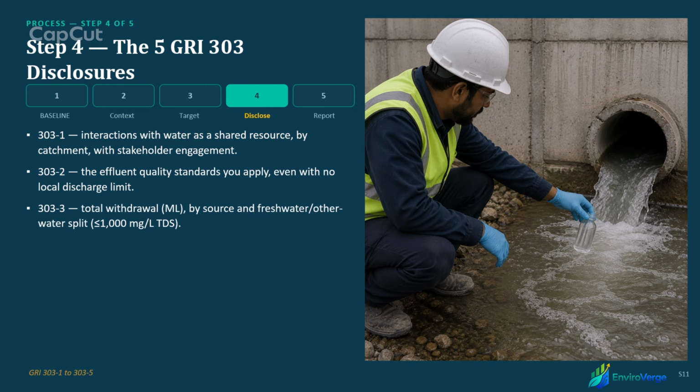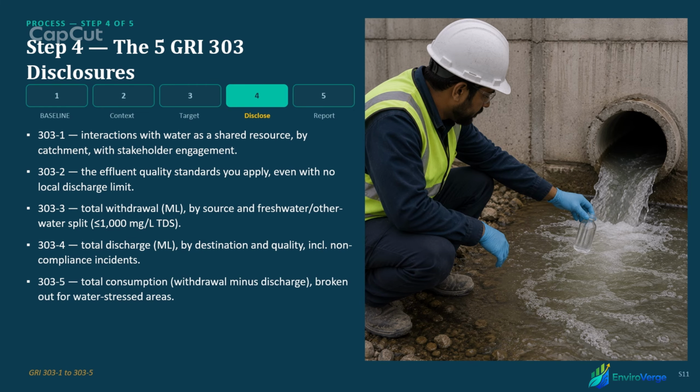303-3. Total withdrawal in megaliters, by source, split between freshwater and other water at or below 1,000 milligrams per liter TDS. 303-4. Total discharge in megaliters, by destination and quality, including any non-compliance incidents during the reporting period. And 303-5. Total consumption, calculated as withdrawal minus discharge, broken out specifically for water-stressed areas. That's the same equation from slide 5, now written into the disclosure standard itself.